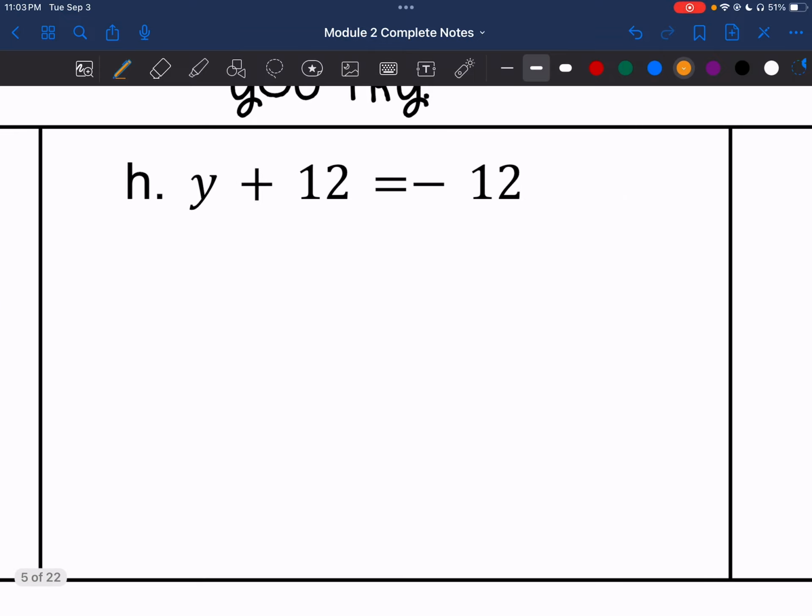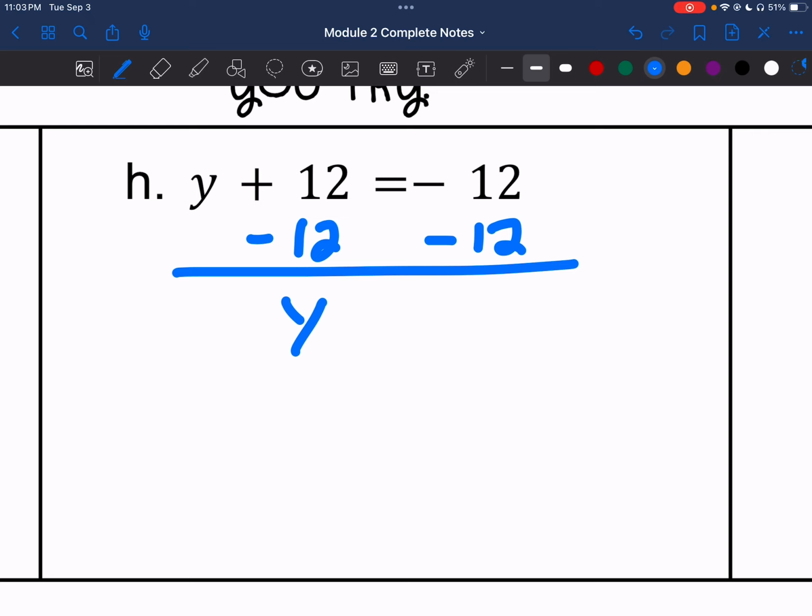Letter H. We have a plus 12 on the left side, so we're going to subtract 12 from both sides of our equation. We get that y is equal to negative 12 minus 12 more. We're going further and further to the negative, is minus 24.